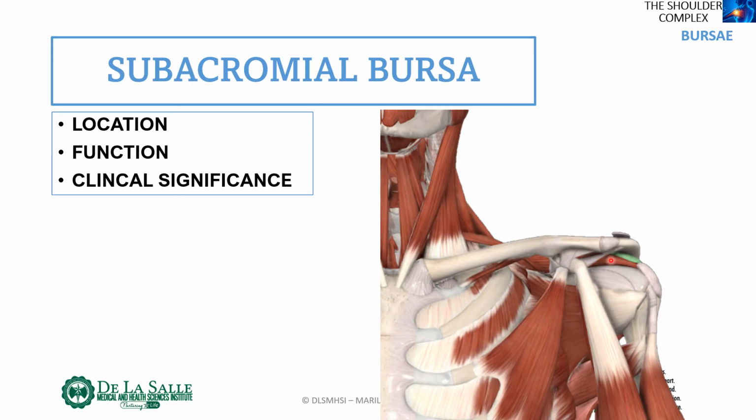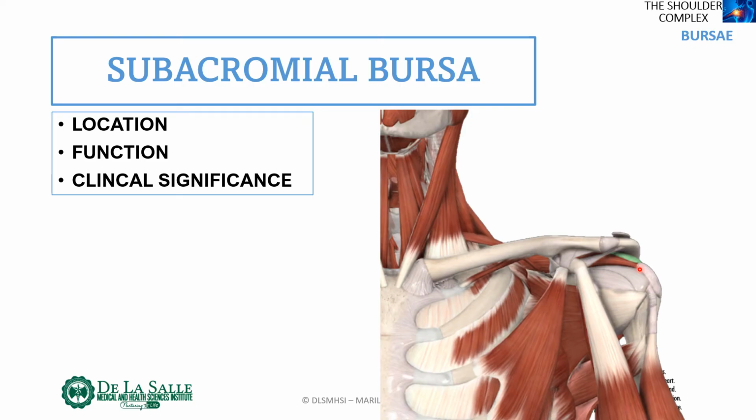This is your subacromial bursa. So the location of your subacromial bursa, subacromial. So it is between the acromion process and the supraspinatus. So it lies within the subacromial space, above the supraspinatus muscle and below the acromion process. Subacromial, below the acromion process.